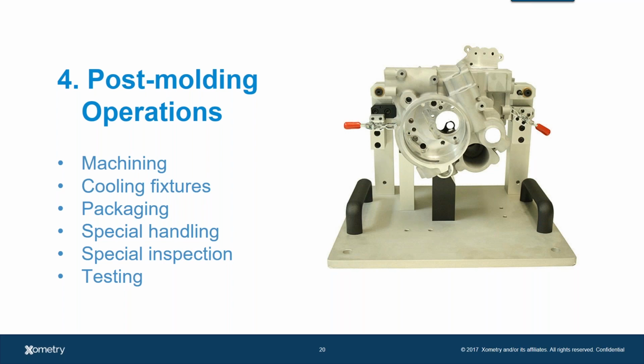Okay, there's a big price difference between that. Special handling, that sort of covers the bottom there. Special inspection: do you really need every part inspected, or can it be a lot, one out of a lot? And then also testing of the parts. Do we need our partner network to do the testing, or can you do the testing once you receive the parts? So anyways, that's sort of a summary of just the big cost drivers in injection molding.